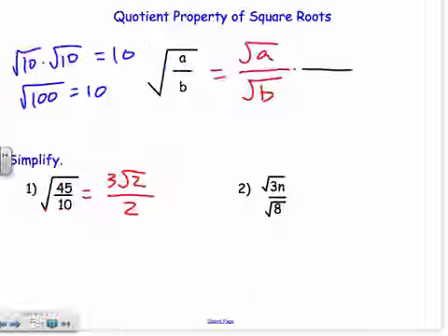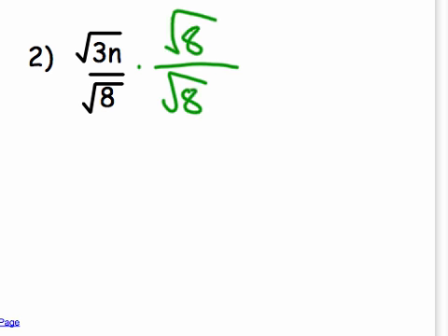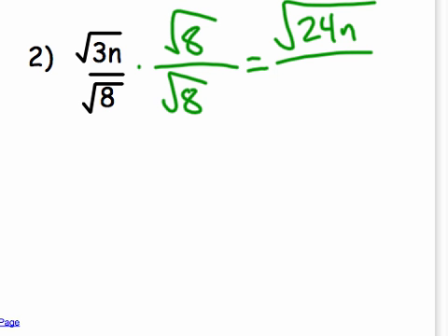Okay, it just takes a little. Last problem, same type of thing. I got to get rid of the radical in the denominator. So I'm going to multiply it by itself. Well, I got to do that on top as well because I got to multiply by 1 essentially. And so we get the square root of 24n, right? Because 3 times 8 over 8. Okay, because 8 times square root of 8 is 8.